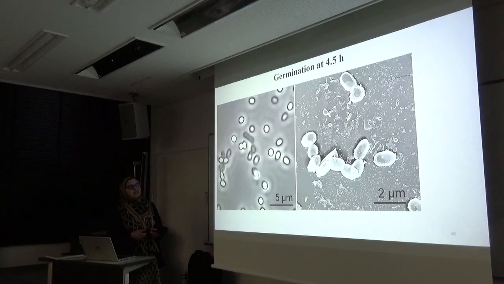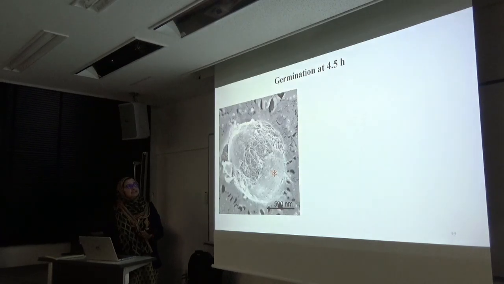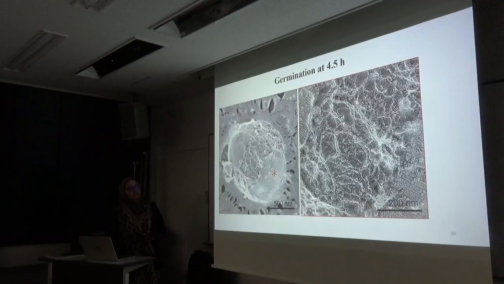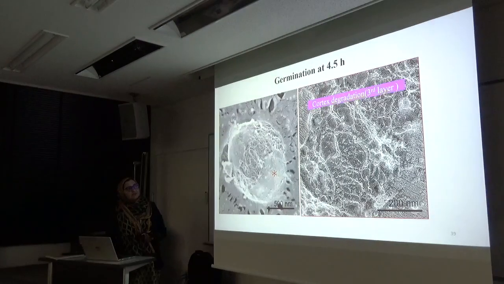This is the field image of the germinating spore at 4.5 hours. This is the magnified image of one of the germinating spores. I could see very clearly the rodlet outer second layer, and then I could see the degradation of the cortex during the germination. This is the magnified image of the cortex.